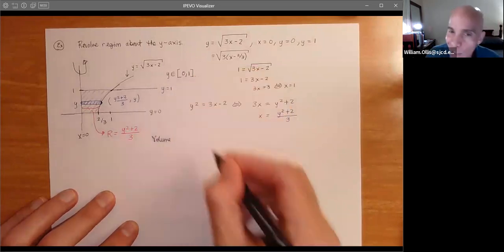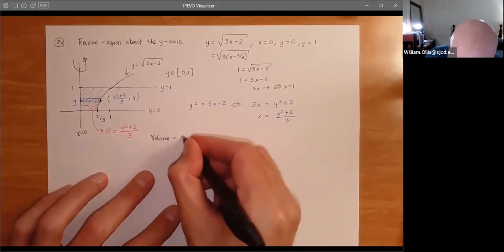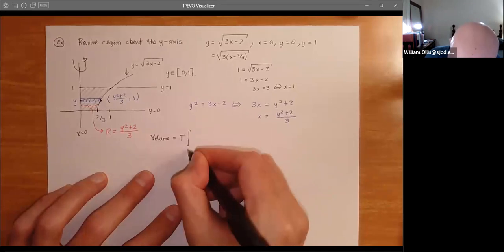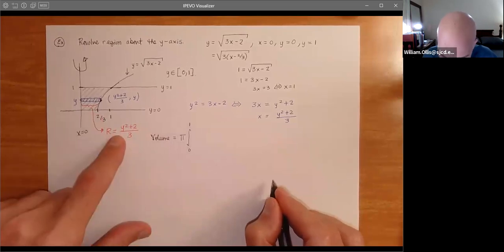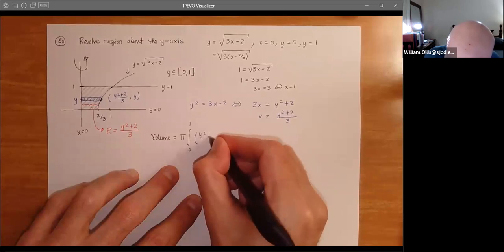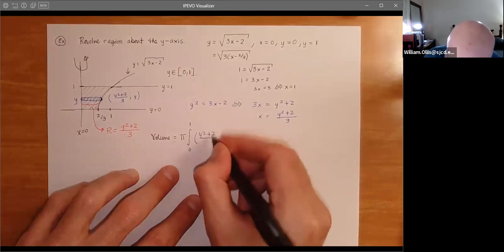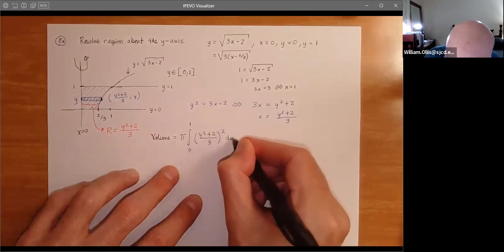So nice limits of integration, right? So this is the volume, pi, 0 to 1. And now we want to square this. So we have our (y squared plus 2) divided by 3 quantity squared dy.